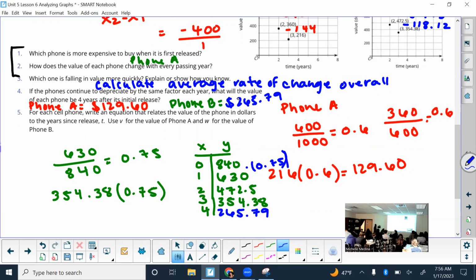For each cell phone, write an equation that relates the value of the phone in dollars to the year since it's released, and it gives you some variables that it wants to use. V will be for the value of phone A, and W will be for the value of phone B. So I'm going to have V equals and W equals. We're going to make an equation for that question.